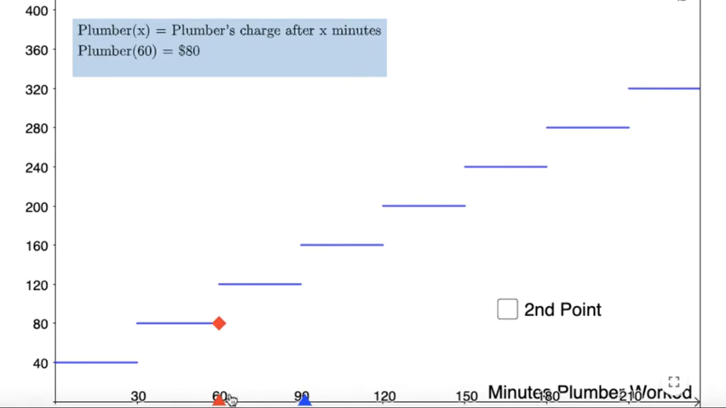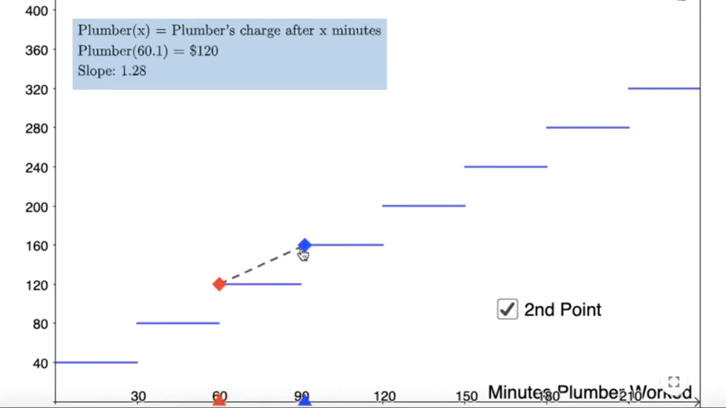Now what you'll notice is that for each point, no matter what the number of minutes worked, there is a charge. So there's no point where we can't get a y value from our graph. For every x value, there's one and only one y value. As soon as we get even the slightest bit over 60, at 60.1, it jumps up to 120. So now when we think about adding a second point here, it gets a little trickier to figure out what this slope means.